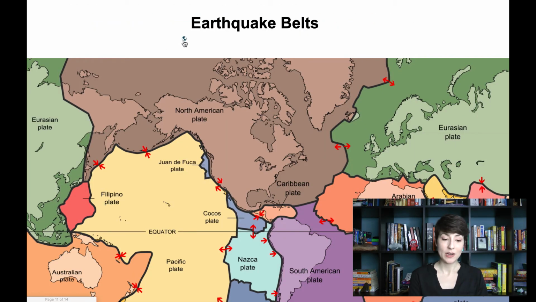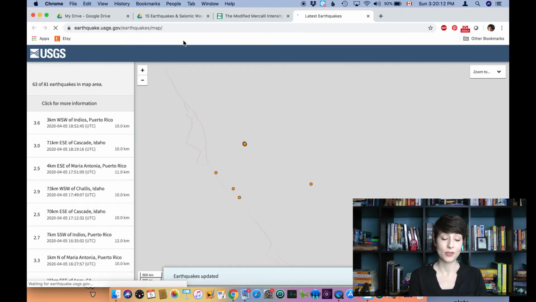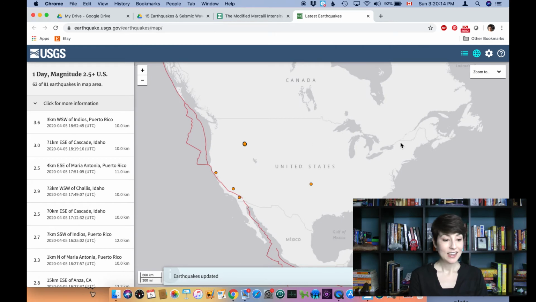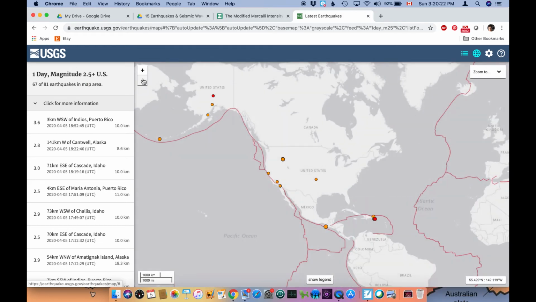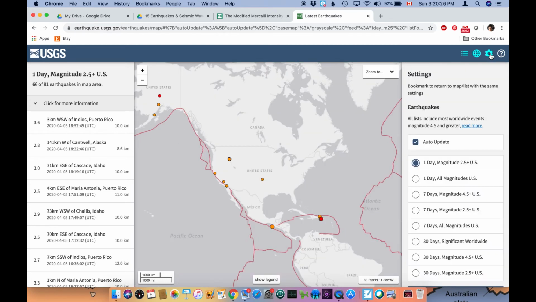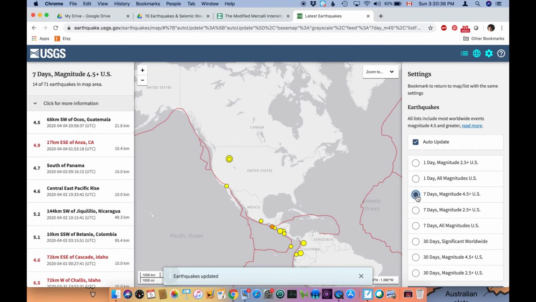This is an interesting website I want to show you. You're going to be using this for your earthquake assignment. This is a USGS website that can actually tell you the most recent earthquakes that have happened around the world. We can also filter earthquakes that have happened in the last 30 days, in the last 7 days, or in the last day. I'm going to look at the last 7 days of large earthquakes.